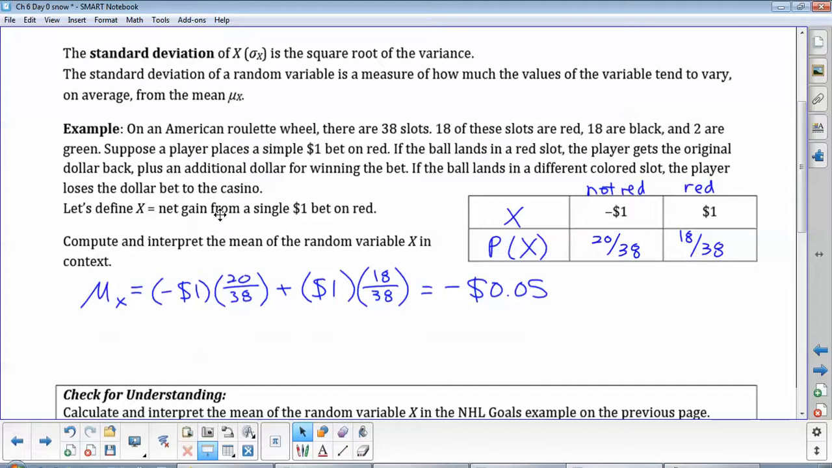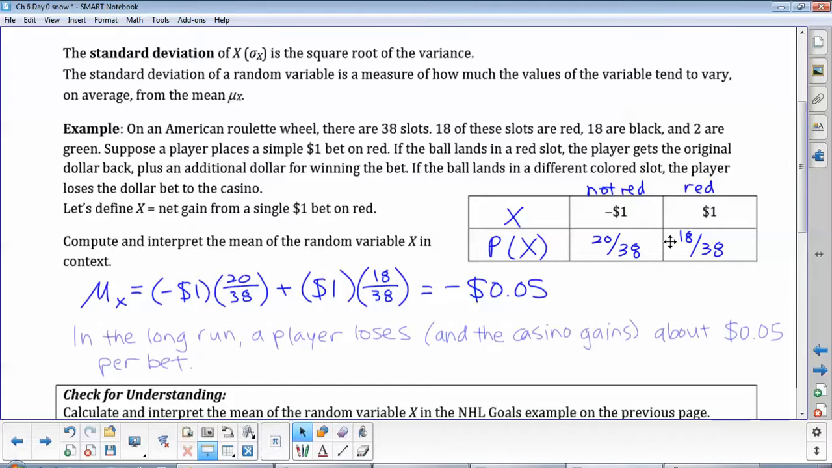Usually the part that people forget to do is the interpret part. So let's interpret that. Negative 5 cents. Remember, x is your net gain from a single dollar bet on red. So a net gain of negative 5 cents means that you're not actually gaining. It means that in the long run you're going to be losing money. So an interpretation might look something like this: in the long run, a player loses, which means the casino gains, about 5 cents per bet. Again, in the long run, the house is always going to win. Otherwise, it would be a terrible business model to run a casino.